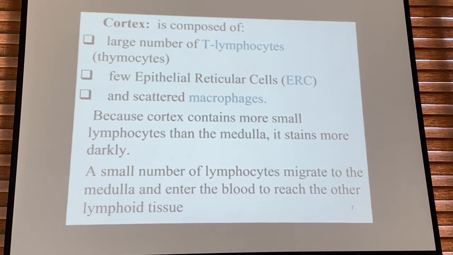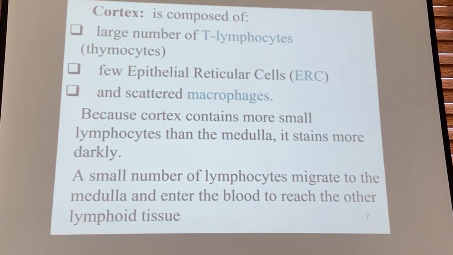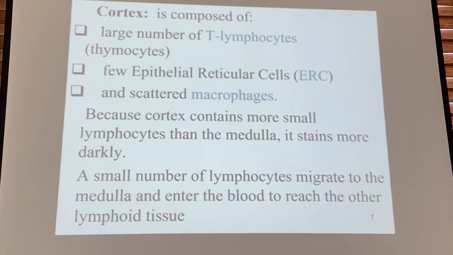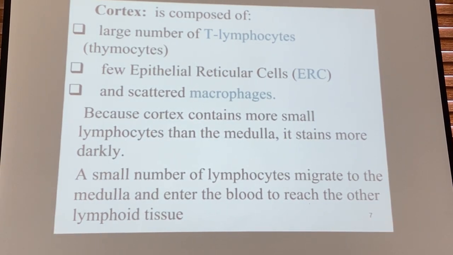What's found in the cortex of each lobule in the thymus? It contains T lymphocytes, also called thymocytes. In addition to lymphocytes, there are few epithelial reticular cells, ERCs, and scattered macrophages. So three types of cells are found in the cortex of the thymus: T lymphocytes in large number and a fewer number of ERCs with scattered macrophages.